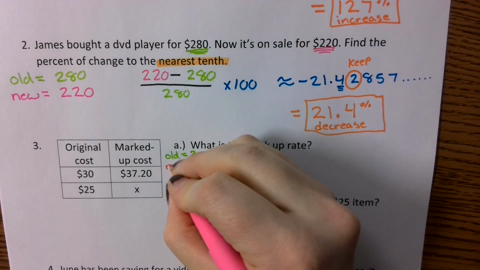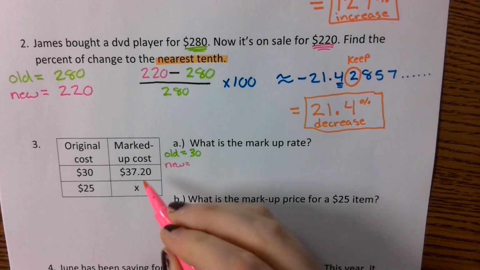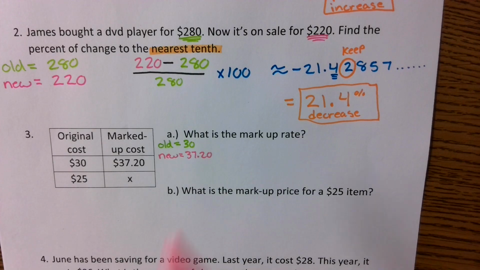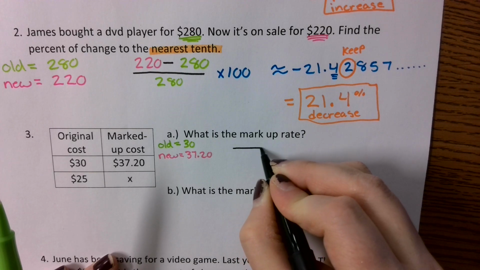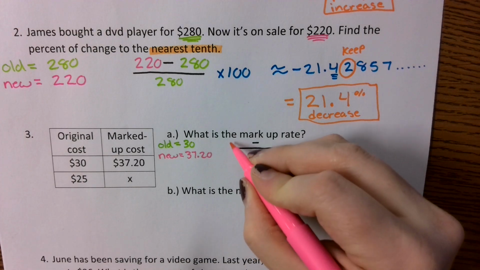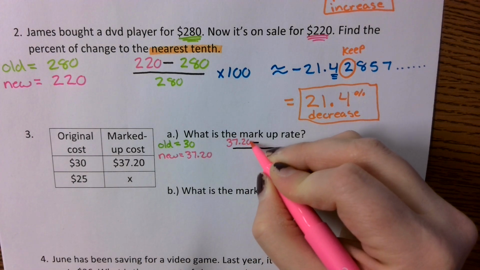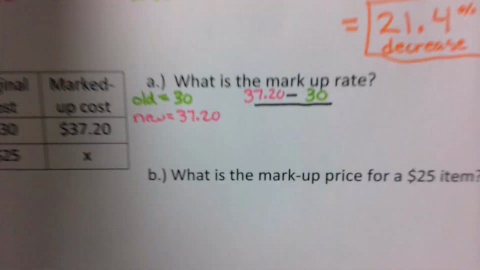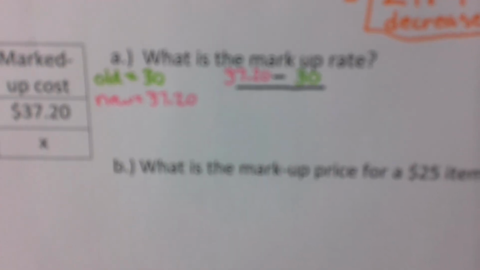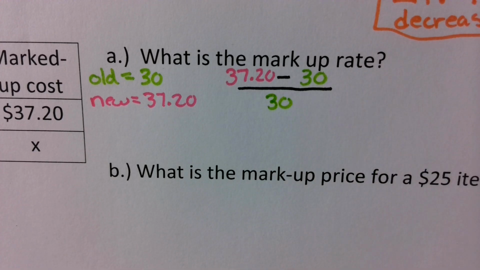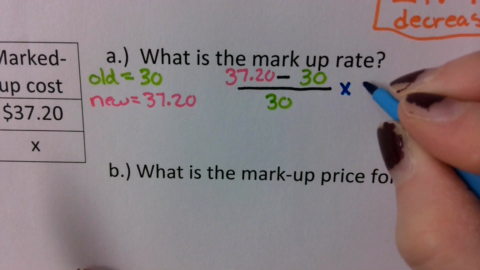So what's my new value? 37.20. Okay, so there's my new, there's my old. We're going to set up our subtraction. Remember, we're doing new minus old. So 37.20 minus the 30. I'm going to zoom in a little bit more so you guys can see it because I wrote really small. What are we going to divide by? 30, right? We're dividing by the 30 and then times it by 100. We're going to multiply that by 100.